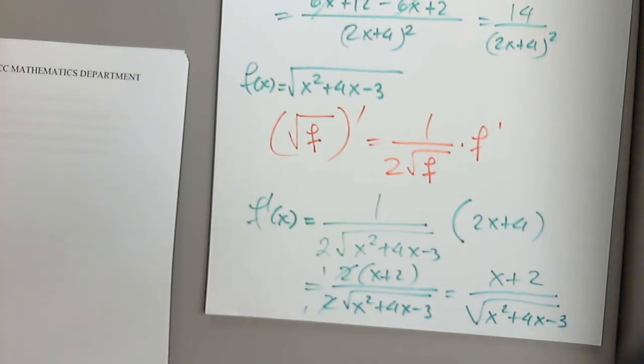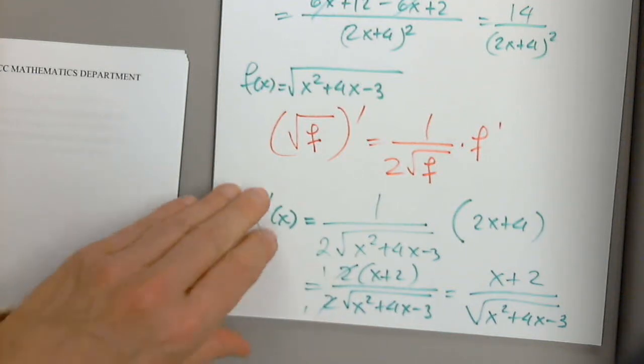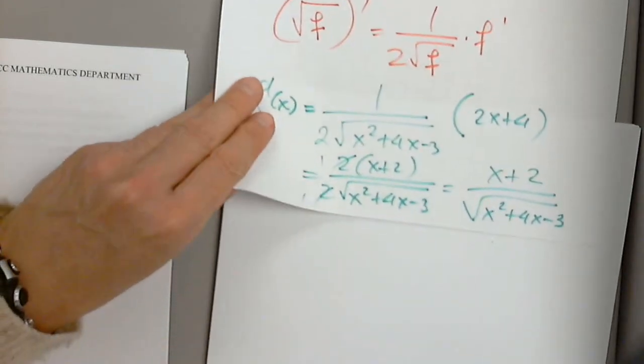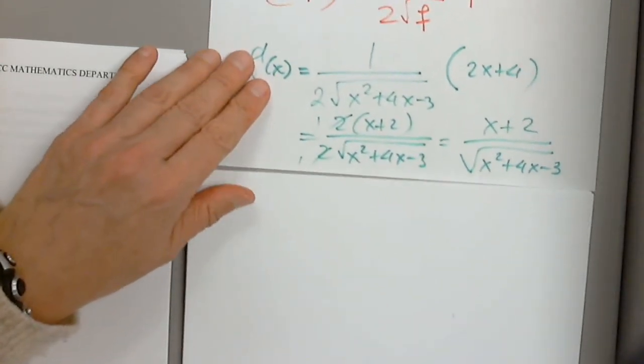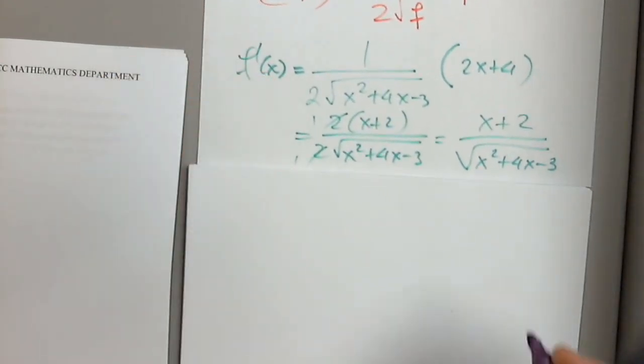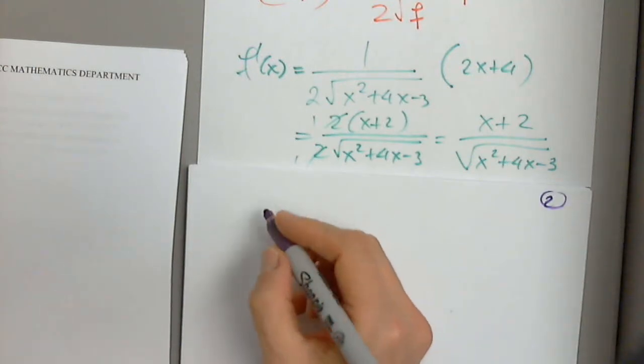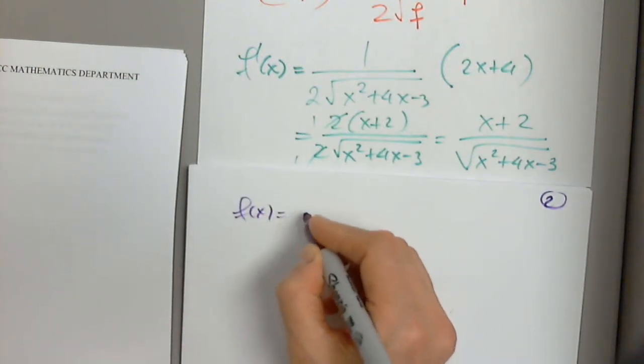Is this clear? Pulled out the 2 from the 2x and 4. It's already in front. Yeah. Moving on to the next. Very good. I'm just going to copy the next one and I'll wait.